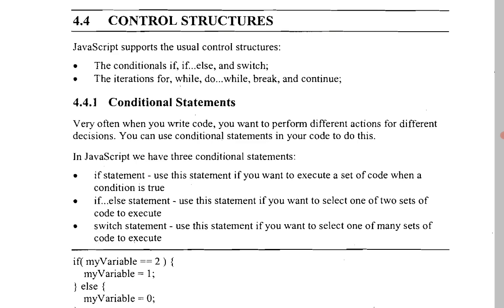So what are the conditional statements? The conditional statements are if else, if else if, and switch statements. The iteration statements are looping statements. The next type of statements are called iteration statements, looping statements or loops. So what are the loops in JavaScript? For loop, while loop, do while loop, break and continue.